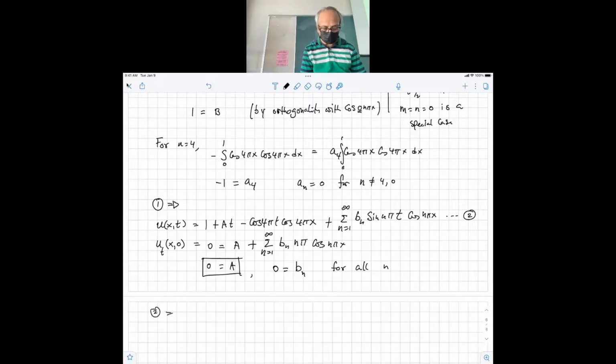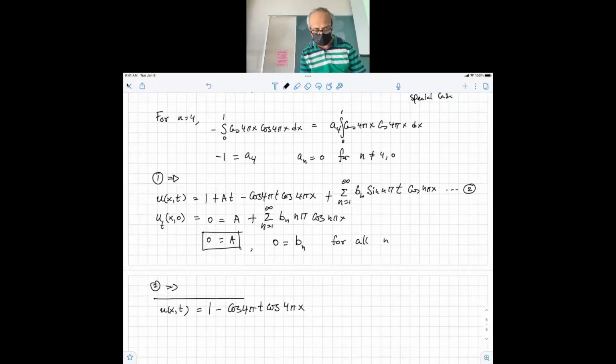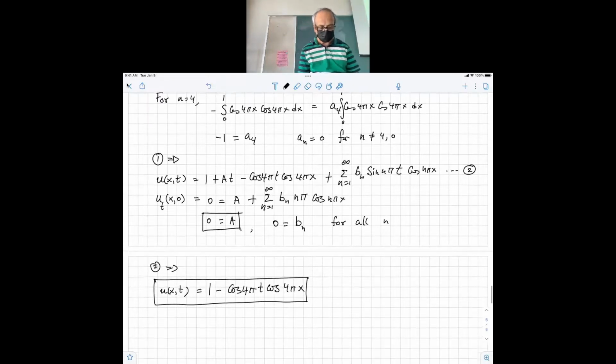So equation 2 implies now u(x,t) equals, okay, a equals 0. So 1 minus cos 4 pi t cos 4 pi x. So that's done.